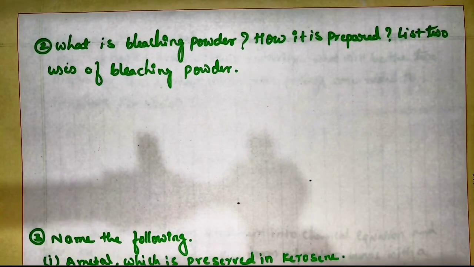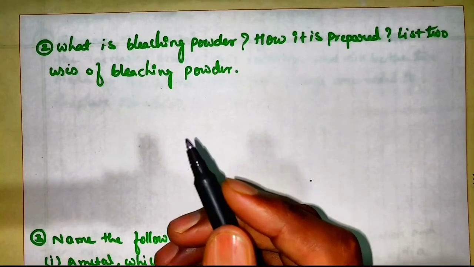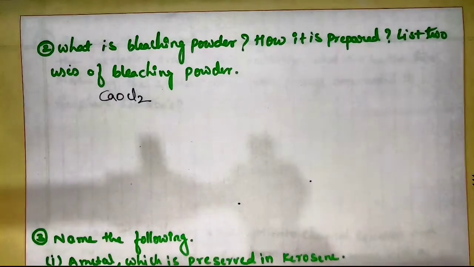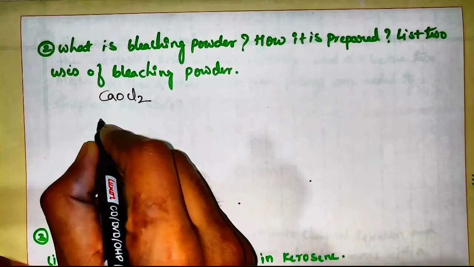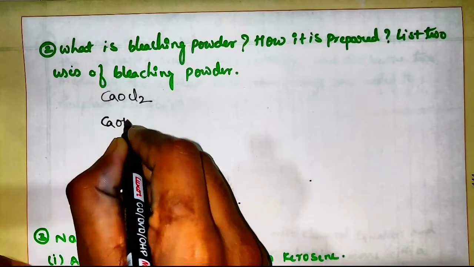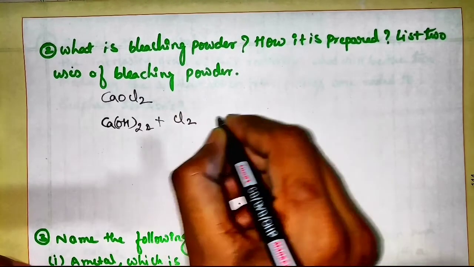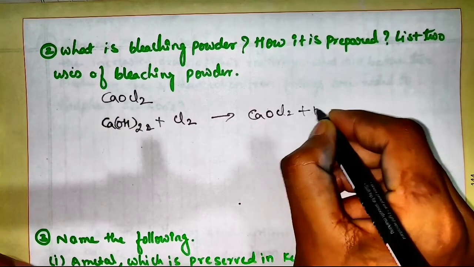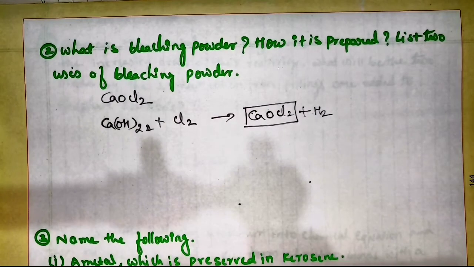Next question is, what is bleaching powder, how is it prepared, and give 2 uses of bleaching powder. Bleaching powder is calcium oxychloride, CaOCl2. This is called bleaching powder. And how is it prepared? When we pass chlorine gas to calcium hydroxide, it produces calcium oxychloride and water. This calcium oxychloride is called bleaching powder.